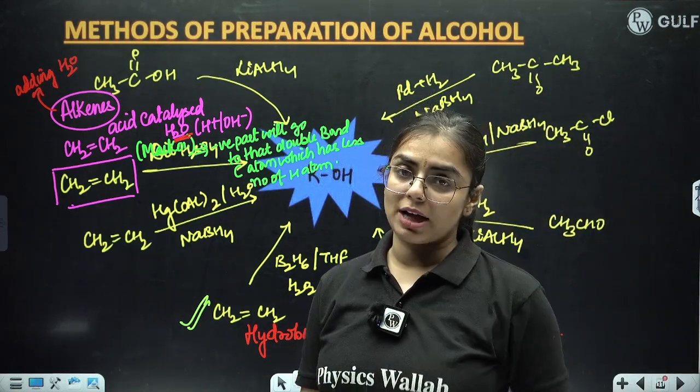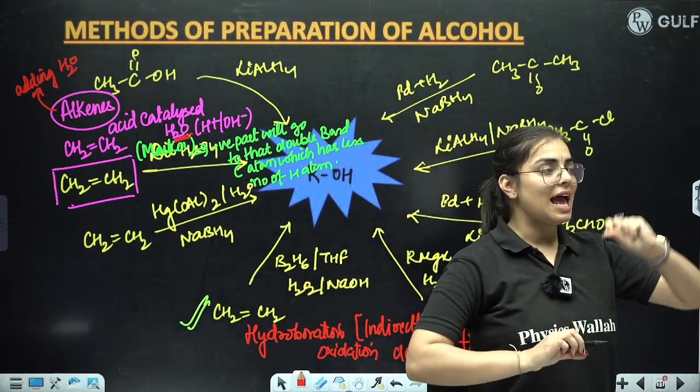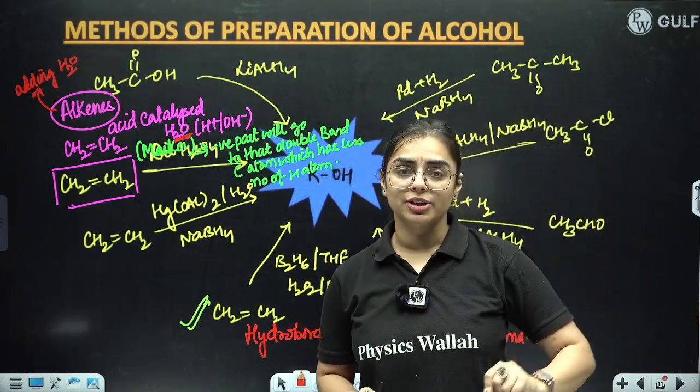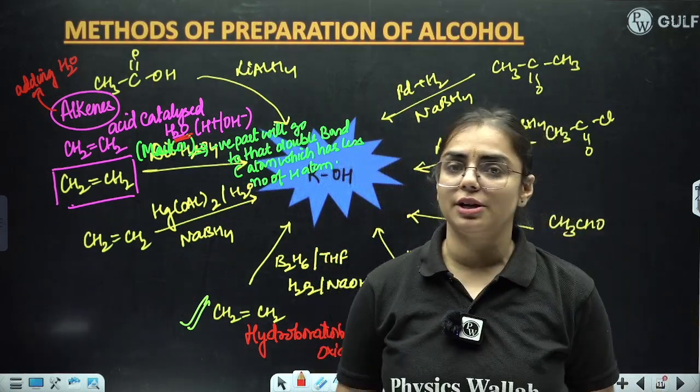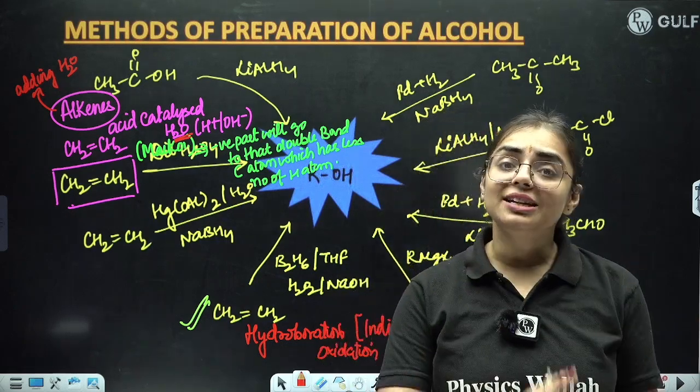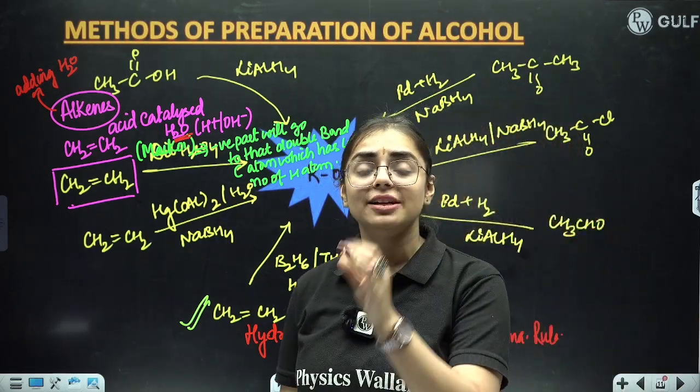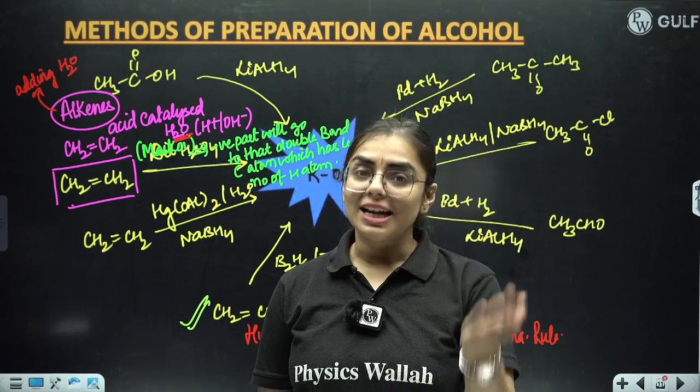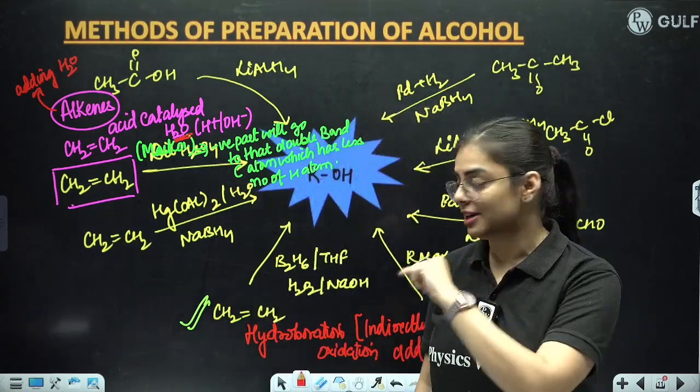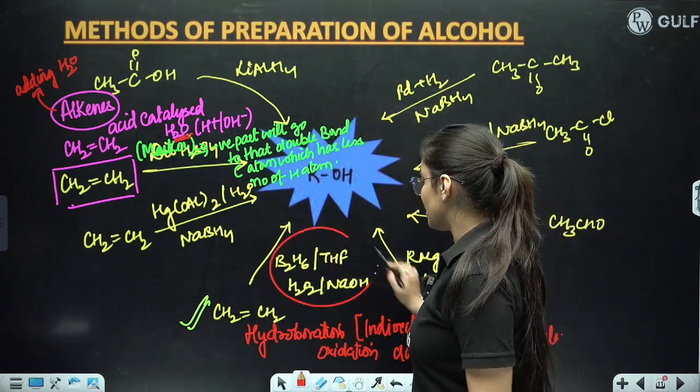Just opposite of Markovnikov. In Markovnikov, we are adding the negative part to that doubly bonded carbon atom which has less number of hydrogen atoms. But over here in the anti-Markovnikov rule, we are going to add the negative part to that doubly bonded carbon atom which has more hydrogen atoms. So this is what is in hydroboration oxidation.